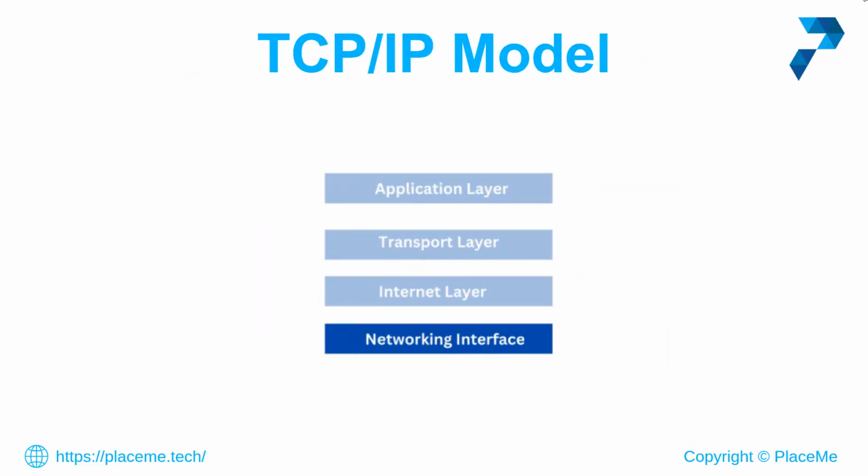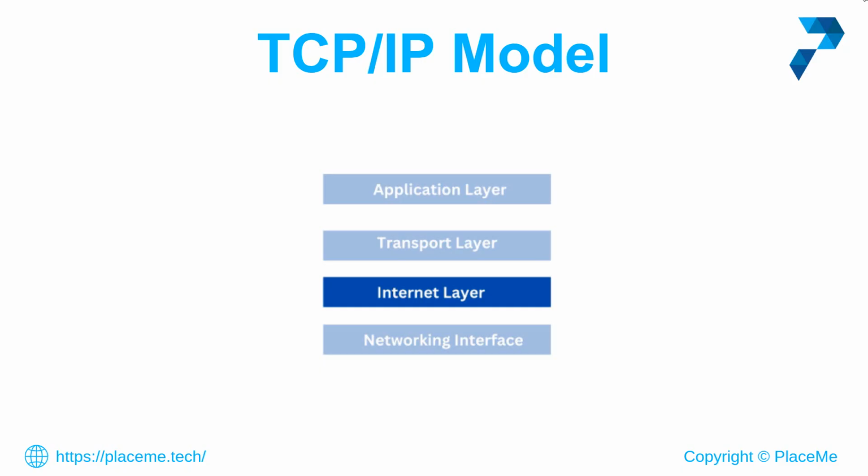Now, let's see the layer-by-layer breakdown of the TCP/IP model. Layer 1. Network Interface. It defines hardware standards like Ethernet and Wi-Fi, managing local data encapsulation into frames for transmission. Layer 2. Internet. It facilitates packet routing using IP protocols, employing addressing schemes and error reporting through ICMP.